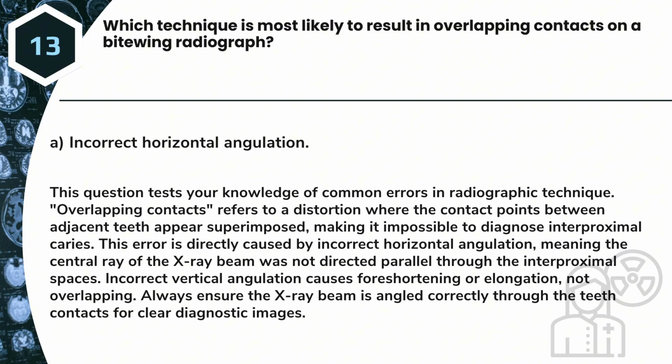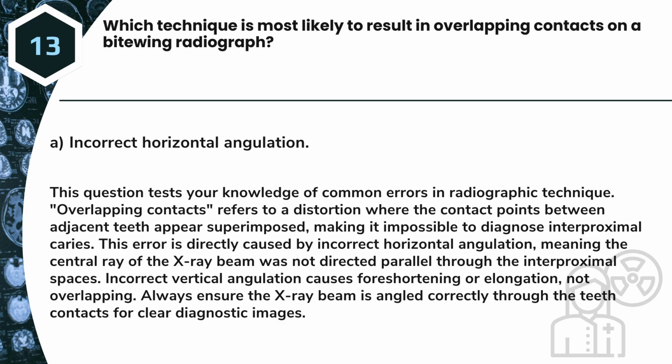Answer A. Incorrect horizontal angulation. This question tests your knowledge of common errors in radiographic technique. Overlapping contacts refers to a distortion where the contact points between adjacent teeth appear superimposed, making it impossible to diagnose interproximal caries. This error is directly caused by incorrect horizontal angulation, meaning the central ray of the X-ray beam was not directed parallel through the interproximal spaces.